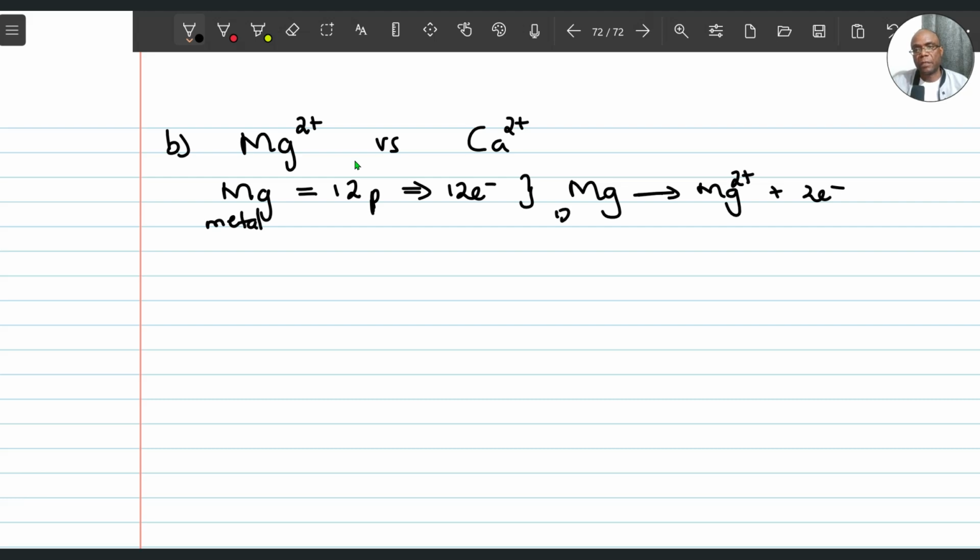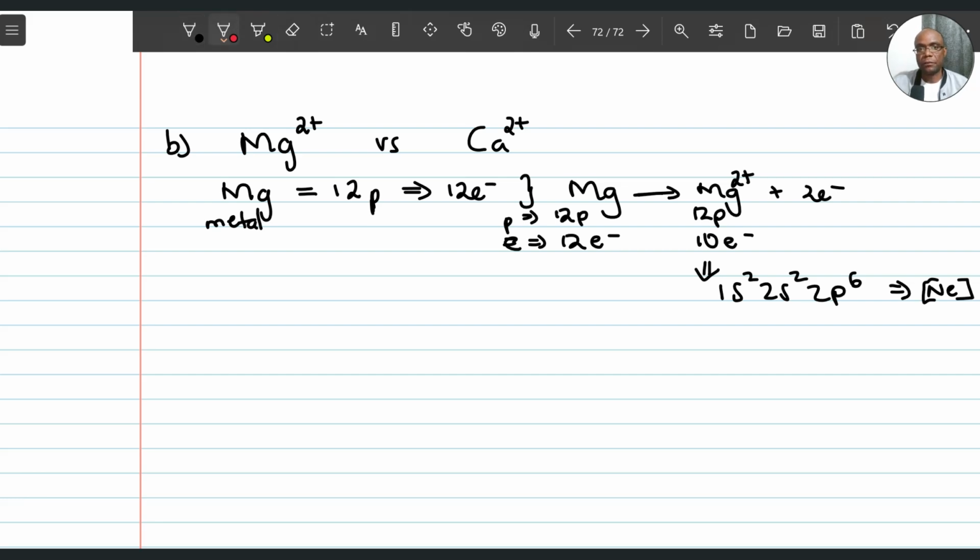Now we are keeping the number of protons. We are keeping the number of protons, only that the number of electrons will change. So looking at the number of electrons here, there are 12 electrons, but you lost 2, now you have 10 electrons. The electronic configuration here is 1s2, 2s2, 2p6, like that of neon. But I want you to focus on the complete electronic configuration.